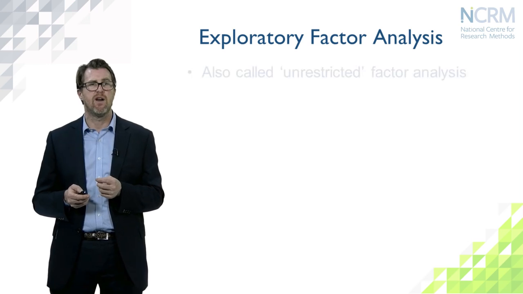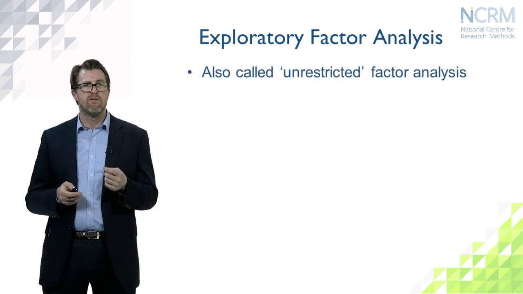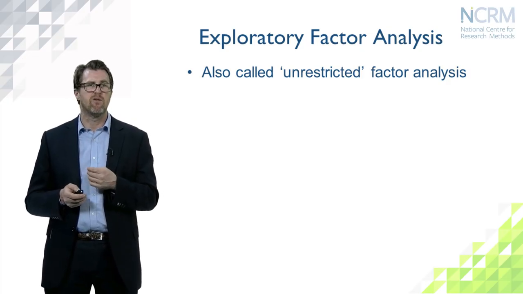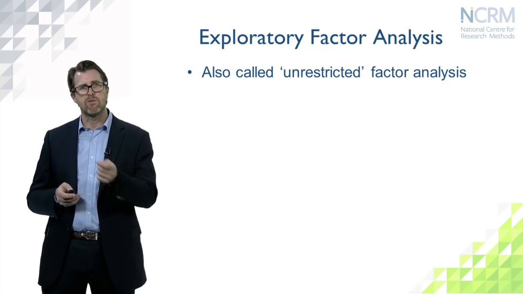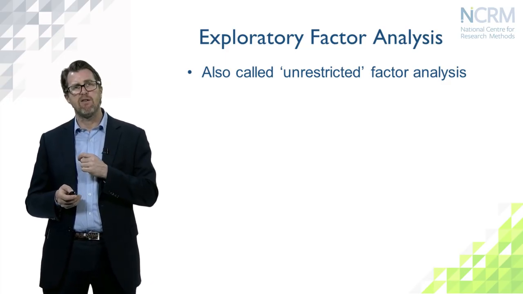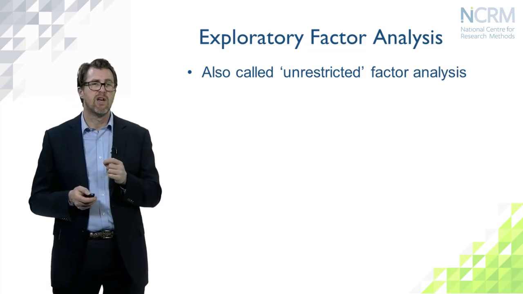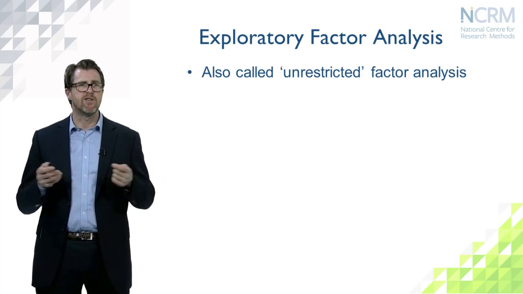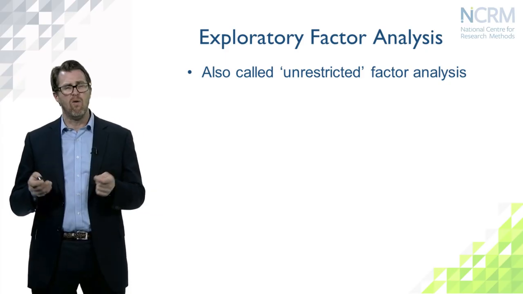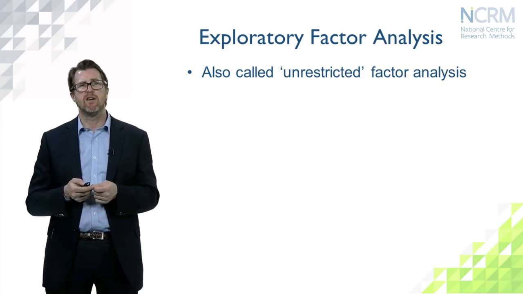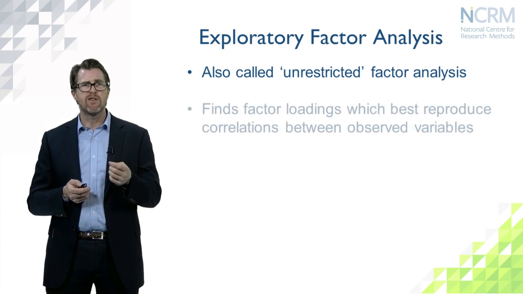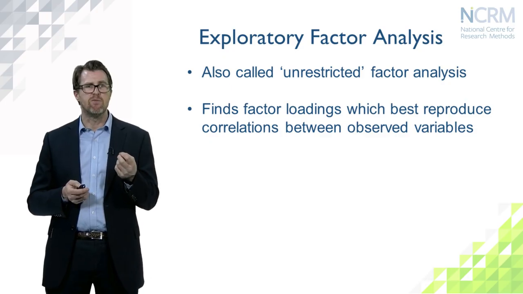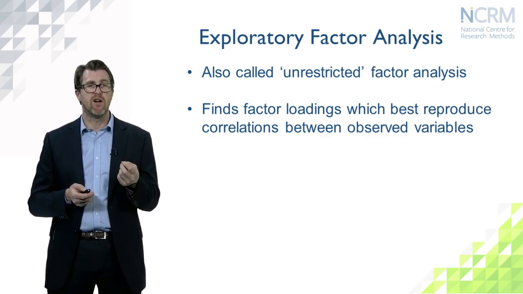So the exploratory factor model is also referred to as the unrestricted factor model, or an unrestricted factor analysis, because, as we'll see when we get to looking at CFA, CFA does place restrictions on the variance covariance matrix, whereas EFA doesn't do this. EFA, or principal components analysis, is a similar technique, finds the factor loadings which best reproduce the correlations that are observed between the observed variables in our model.